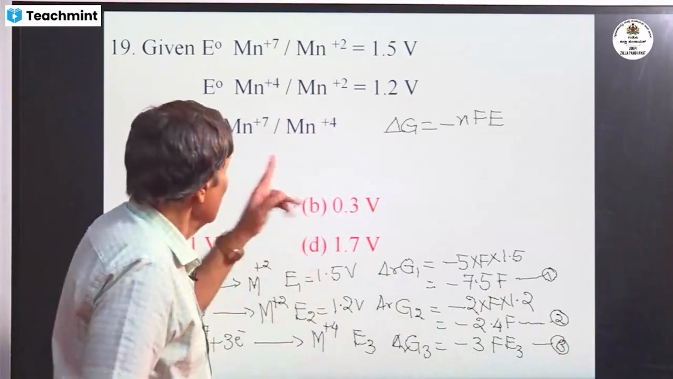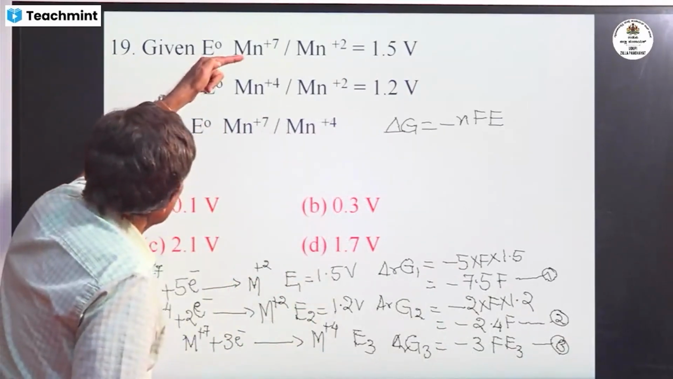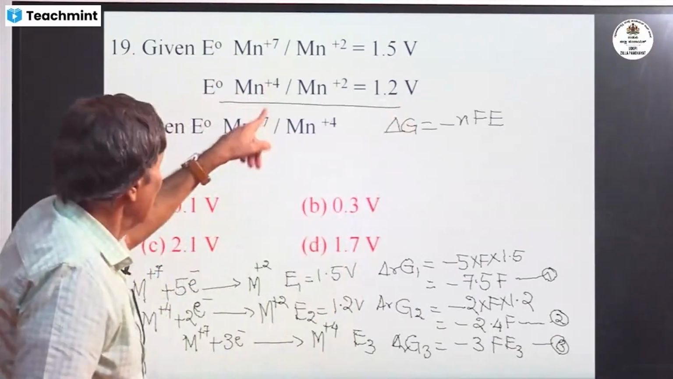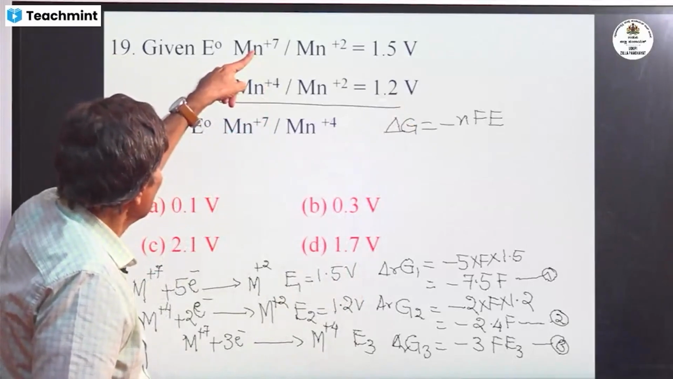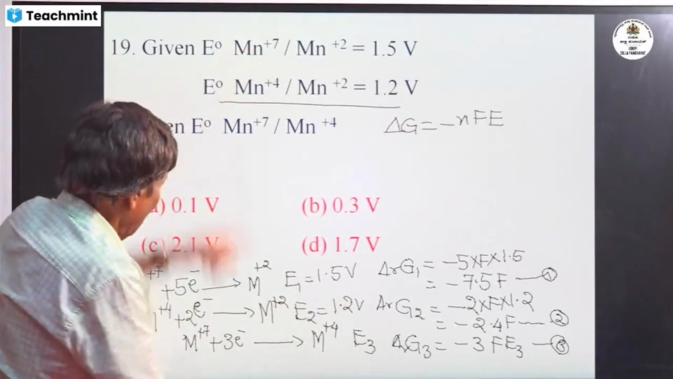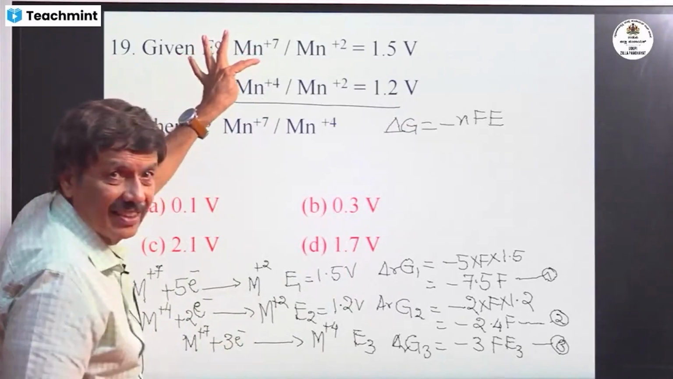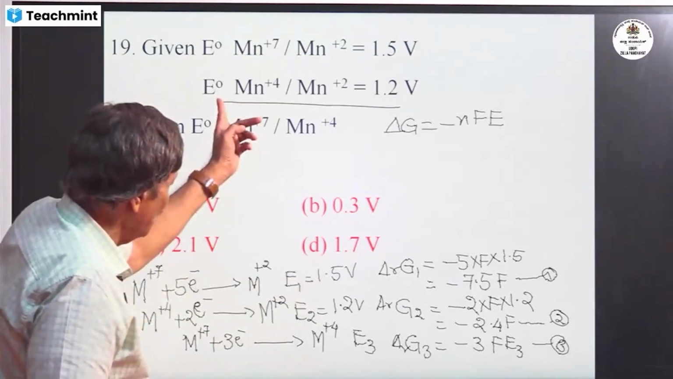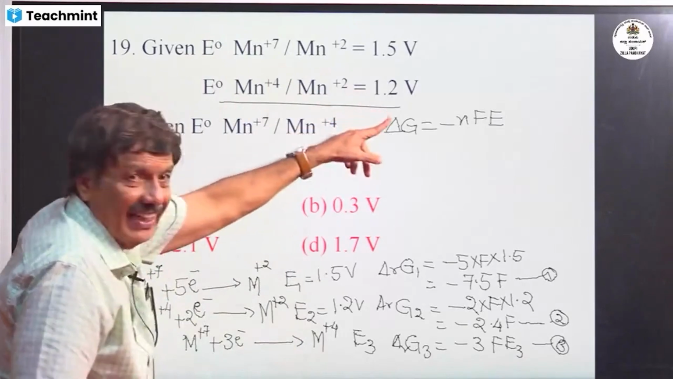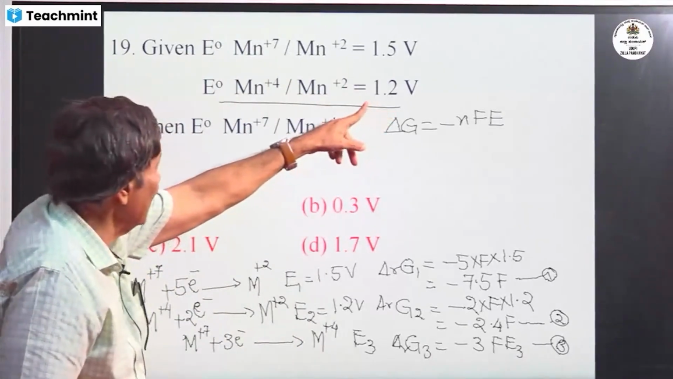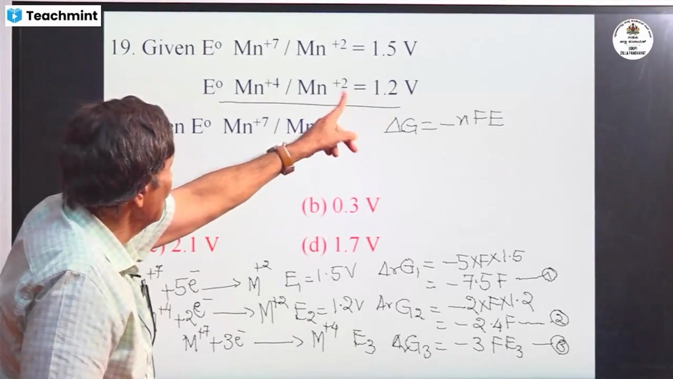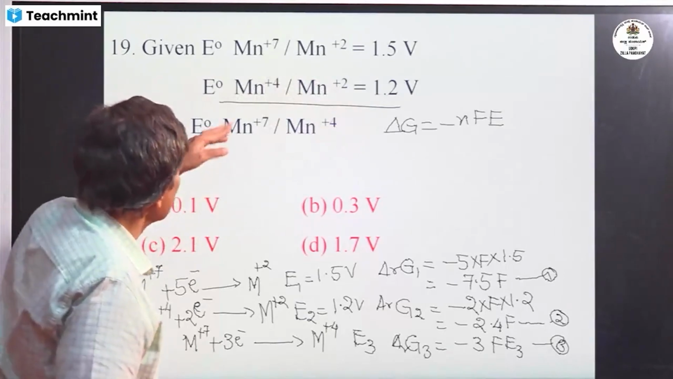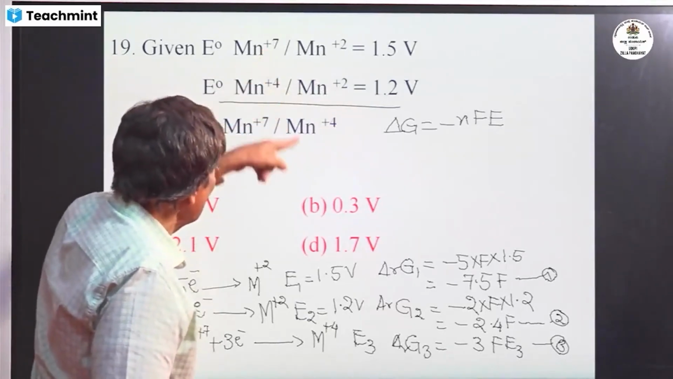Now see here. How to get this equation from these two? This is the required one now. M7+ is on the left side, and the 4+ should go to the right side. So what I can do is equation number 1 minus 2. If you subtract the second equation from the first equation, you get this.